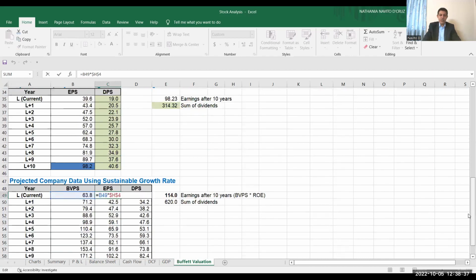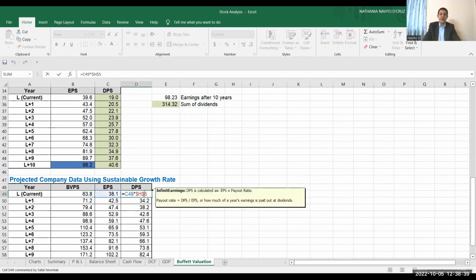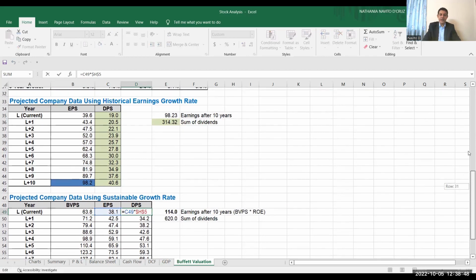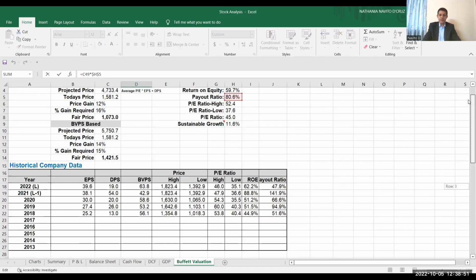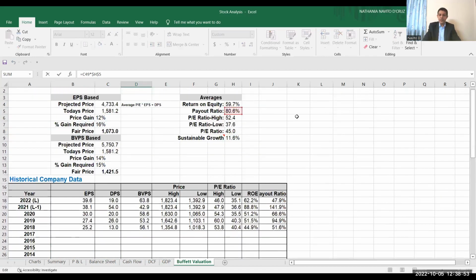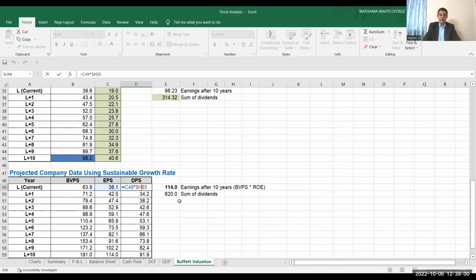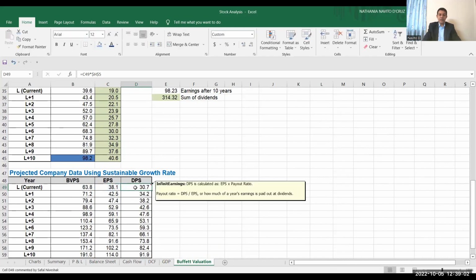So once we know this EPS, we can calculate how much dividend we need to pay out to the shareholders by taking the EPS of the company and the average payout ratio. So the payout ratio is 80.6%. So this is the value which we take in our projection table, which is 30.7.